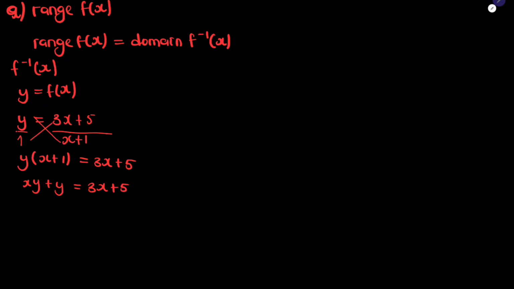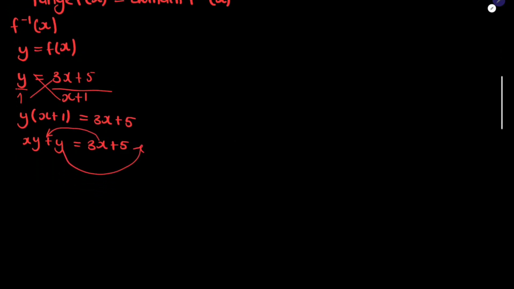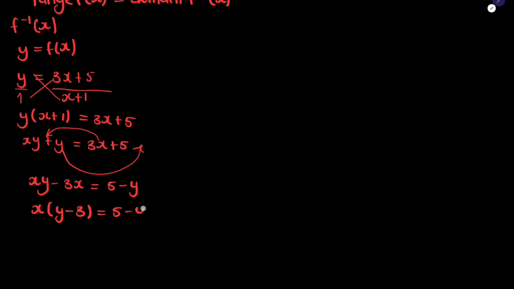Okay, so from here, we are going to bring like terms together. Every term which has x, we are going to take it to one side, and those which do not have x, we will send it to another side. So from there, we would have xy - 3x equals 5 - y. Okay, from here we are going to factor out x. So we are going to have x into (y - 3) equals 5 - y.